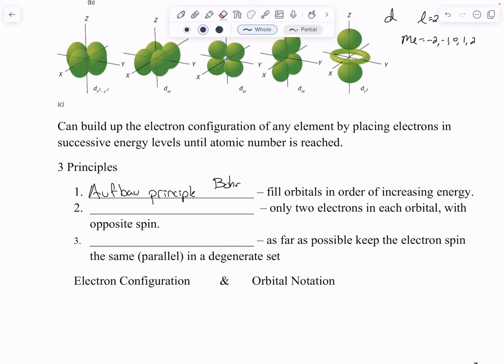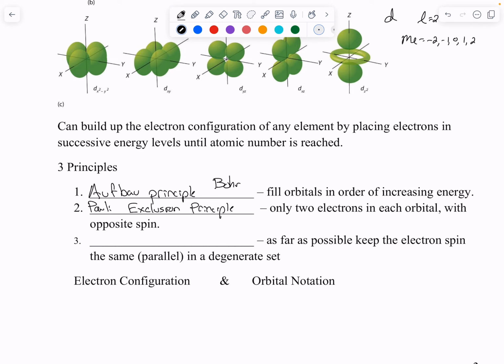The second principle is the Pauli exclusion principle. That's only 2 electrons in each orbital, with opposite spins. By definition, the first one gets a positive spin, the second one gets a negative spin. The electrons actually can flip their spin, so positive and negative is just by convention, but orbitals only have 2 electrons, and they have opposite spin.